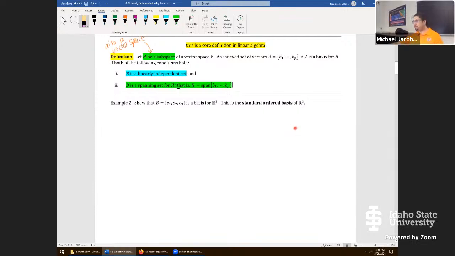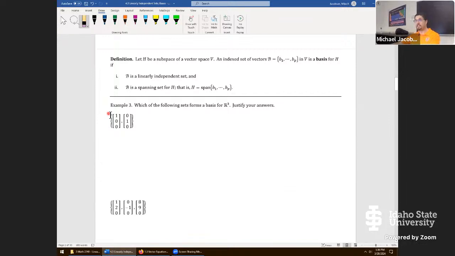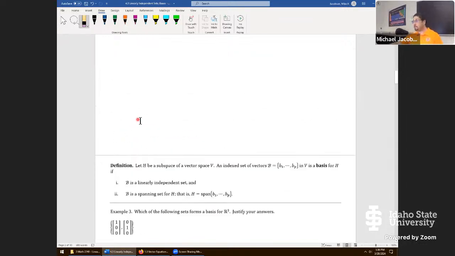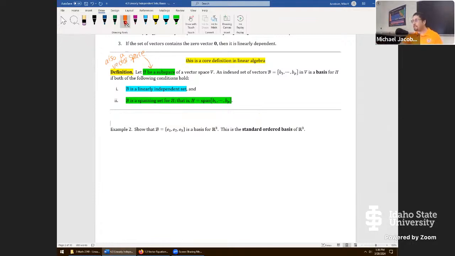Okay, example 2 is nothing too major. Really, the major thing we're going to look at to practice this definition is down here, looking at various sets, just deciding if they're bases or not. But this is a good one to get started because this set has a name. It's called the standard ordered basis, and sometimes it's also called the canonical basis.